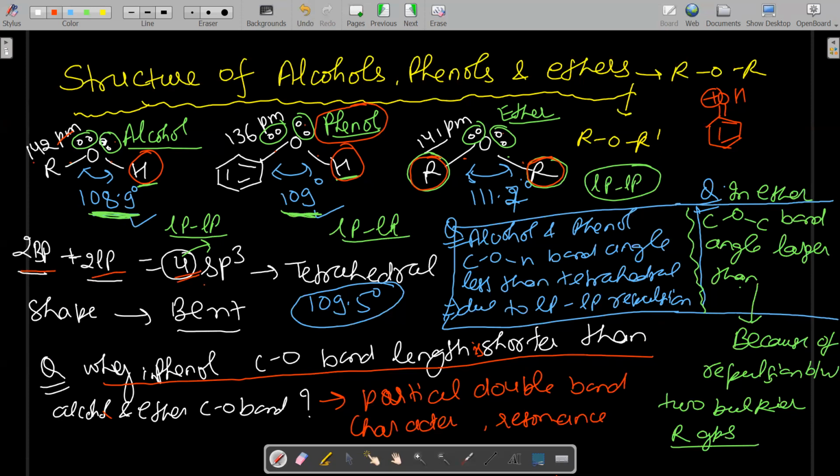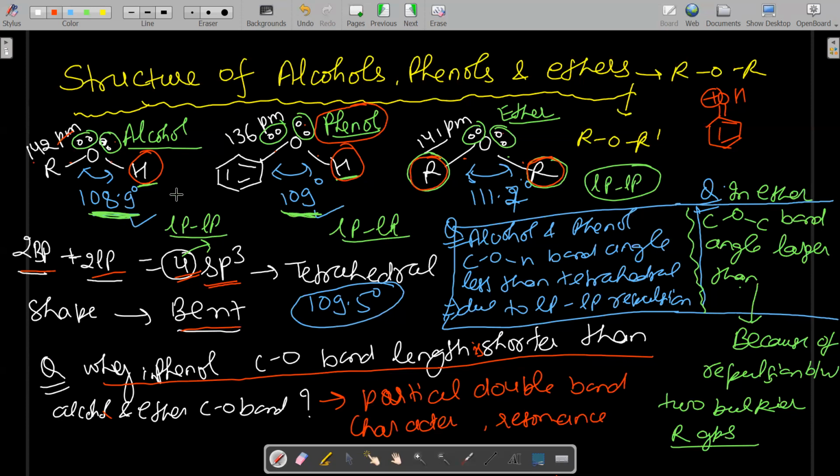And all of you know, according to VSEPR theory and hybridization, the geometry for 4 electron pairs is tetrahedral, and the hybridization is sp3. So all are sp3 hybridized and have tetrahedral geometry, but the shape is bent due to lone pairs: two bond pairs, two lone pairs, bent shape. Now we'll discuss the angle. The expected or theoretical angle of a tetrahedral is 109.5 degrees.